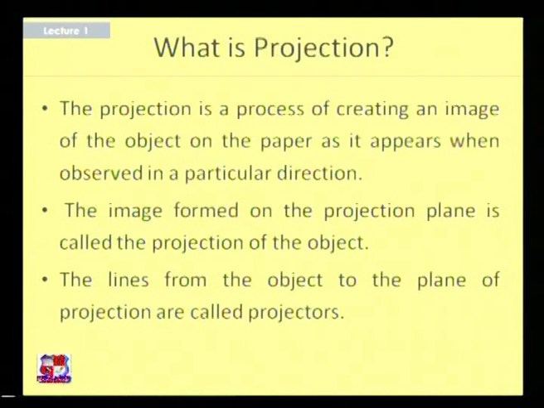As we see in this slide, projection is a process of creating an image of the object on paper as it appears from a particular direction. When we look at the object from a direction, for example the front direction, we will see the object in that view. So we can obtain the different dimensions on paper by using projection. It is a set of ray lines passing through the object to a plane, so we can find the different dimensions of the object as per the desired view.